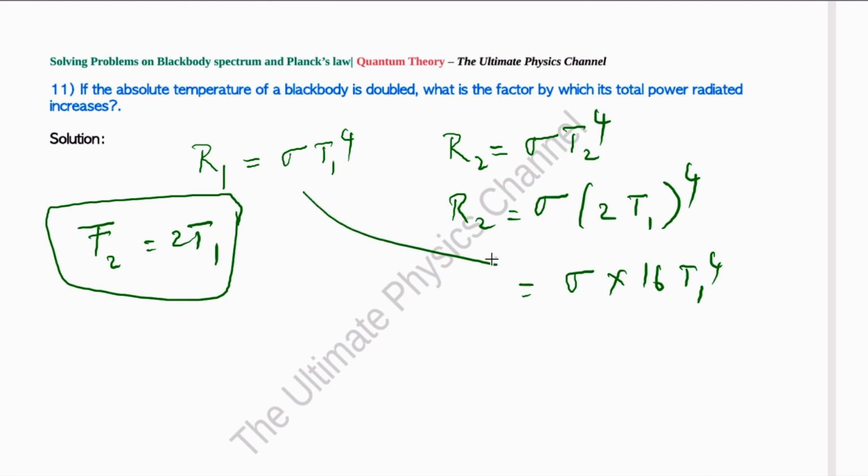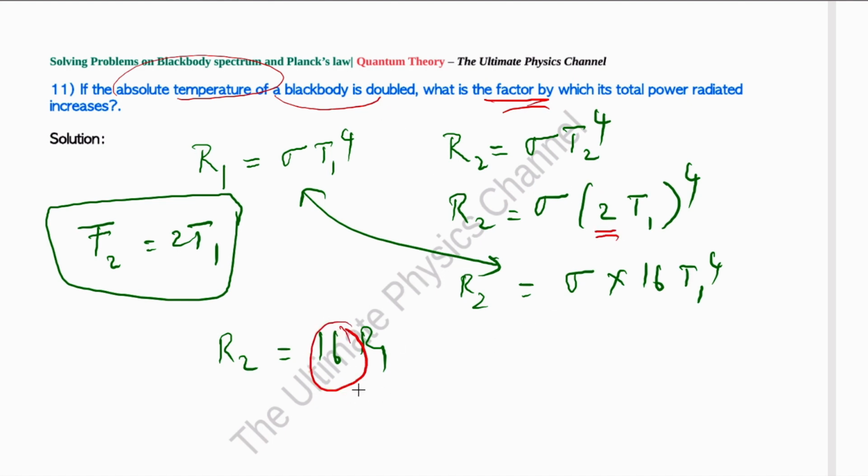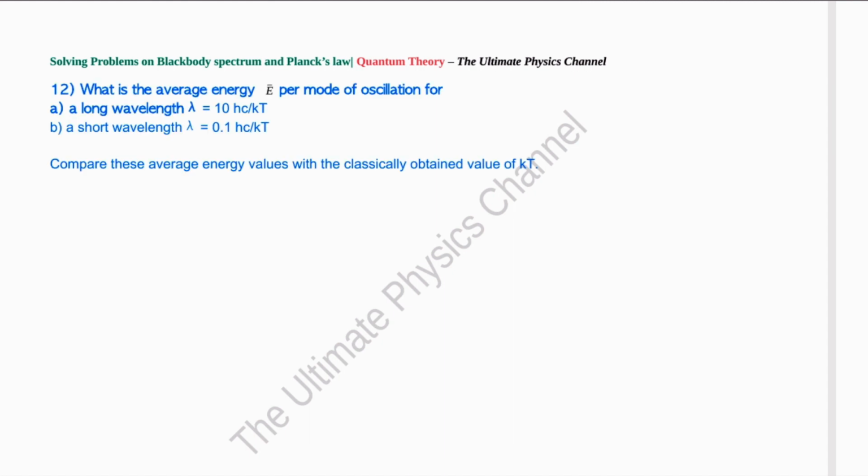If you compare these two, R1 and R2, we can clearly see that R2 is 16 times R1. So the answer to the question, by what factor the total power radiated increases if the absolute temperature is doubled, is a factor of 16. That is, the total power radiated increases by a factor of 16. Let's move on to the next one.